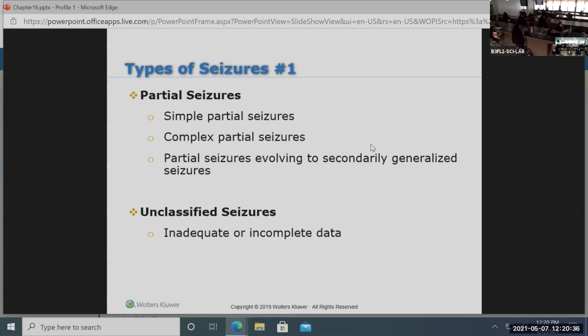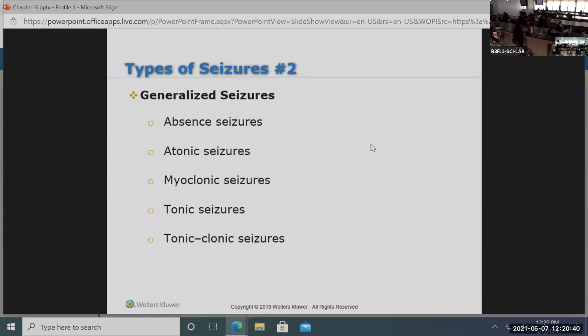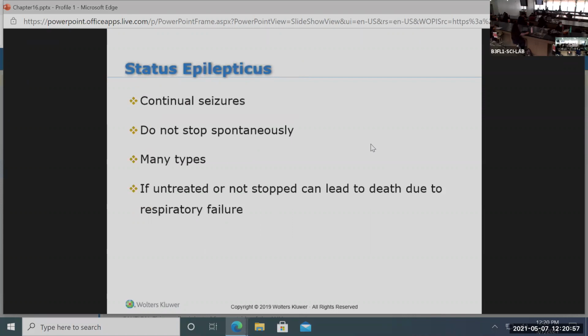We have partial seizures and grand mal seizures. Under generalized seizures, there are different types: absence seizure, atonic seizure, myoclonic seizure, tonic seizures, tonic-clonic seizures. These are the different forms of generalized seizure. This is a severe form of epilepsy.